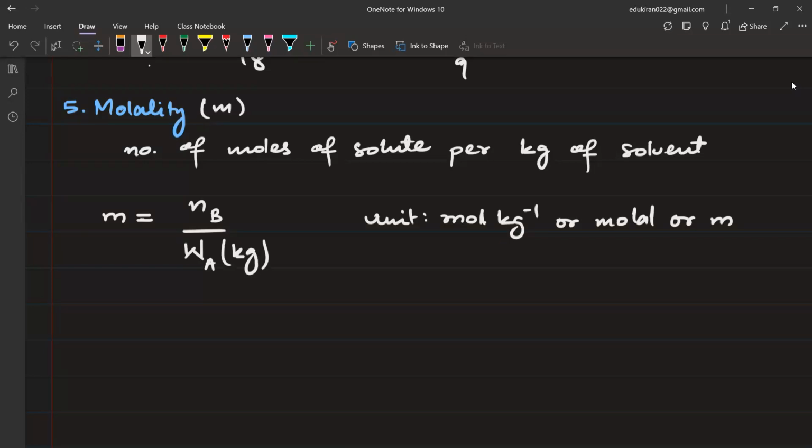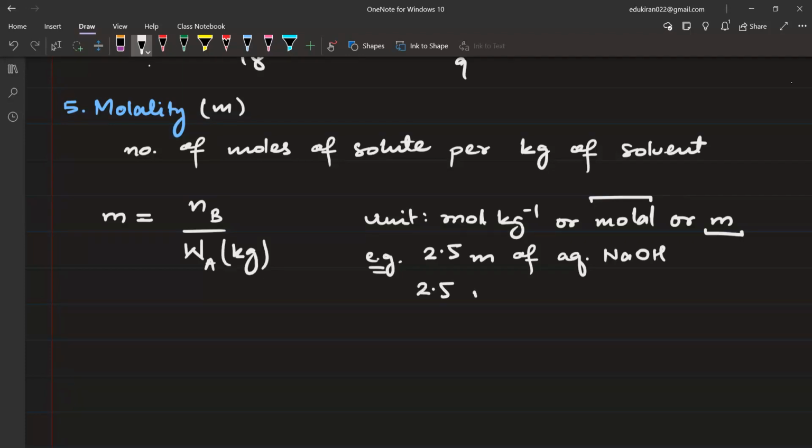One more thing that I will tell you very clearly: mole per kg is something that you are going to use when writing answers. But in a question, if molality is given as information, they will either use the word molal or the small m. For example, if they have given 2.5 m of aqueous NaOH, these translations are very important. 2.5 m means 2.5 mole per kg, that means 2.5 moles of NaOH in 1000 gram or 1 kg of H2O.